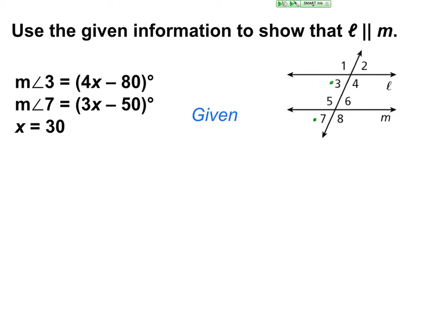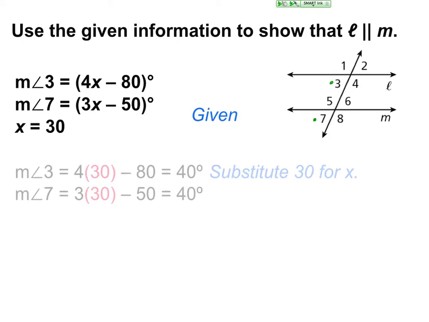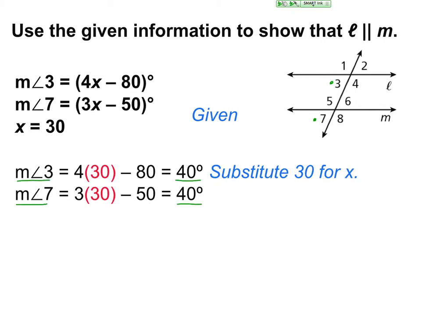On this one, we're going to substitute. Remember what substitution was? Put the 30 in there. So I substituted, and then I finished calculating. I got 40 degrees for angle 3, 40 degrees for angle 7. So what do you notice from calculating each of those being 40? They're the same, right? So let's say they're the same.